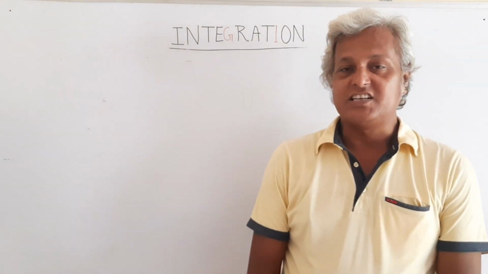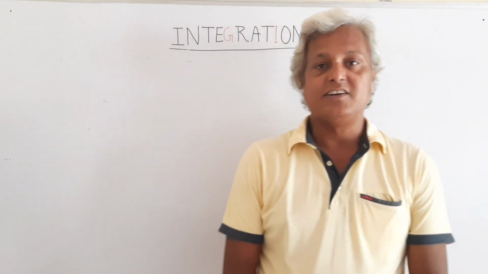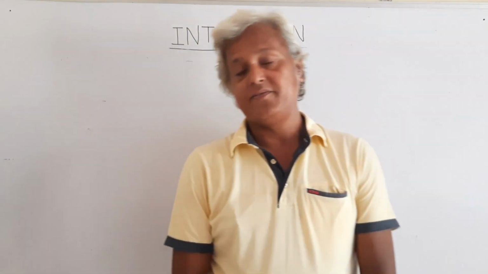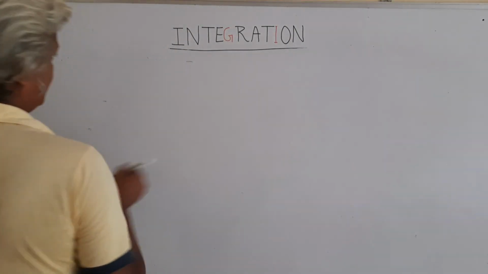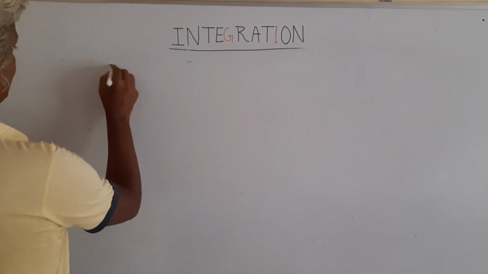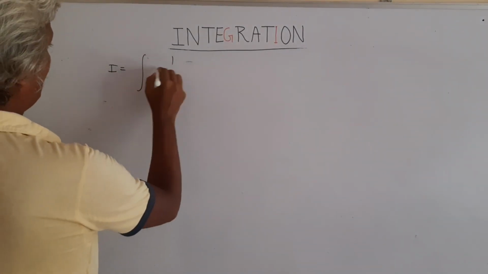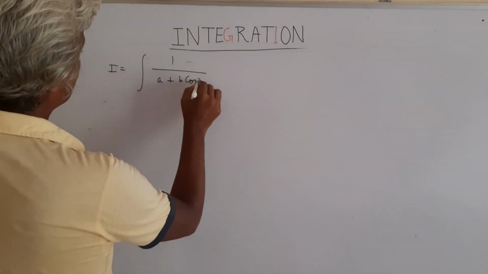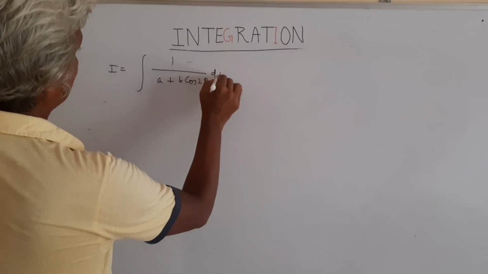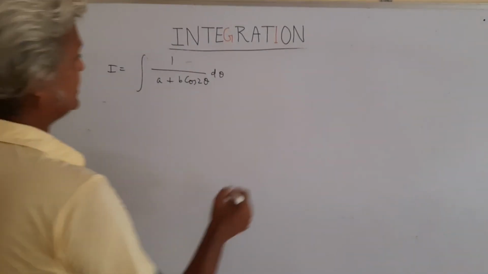In this video we are going to discuss some more standard forms which are very important from the examination point of view. The first form is I equals integral of 1 over a plus b cos 2 theta, integrated with respect to theta.